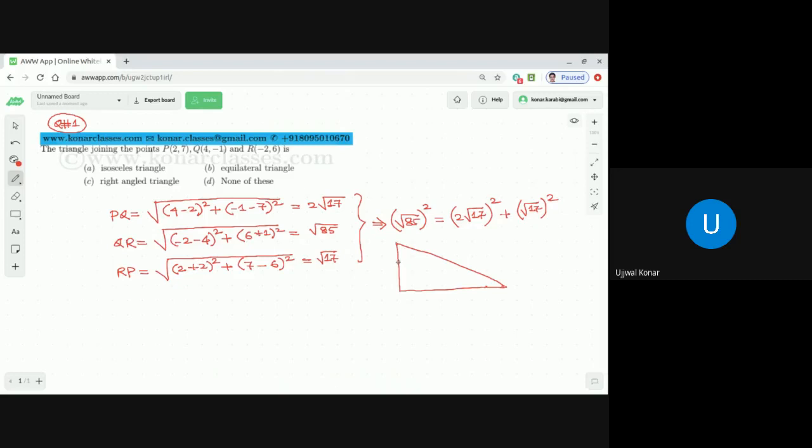So this is P, this is Q, and this is R, where QR is equal to square root of 85, PQ is equal to 2 into square root of 17, and PR is equal to square root of 17. So we get the triangle as a right angle triangle, and the correct option is C. Correct, students? Okay, let us now go to the next question.